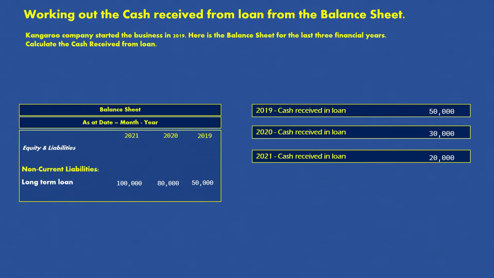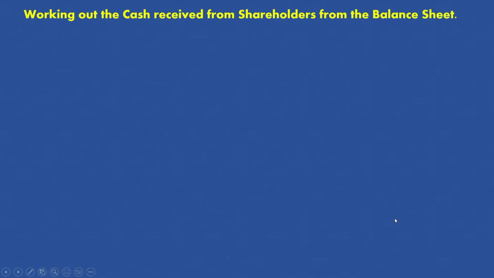So this way we can find out the cash received or cash paid from loan by looking at the balance sheet. And this applies to almost all the different things that appear there in the P&L and balance sheet. So we are going to take some more examples like this before we move on to prepare a complete cash flow statement. So we have to now work out cash received from shareholders from the balance sheet.